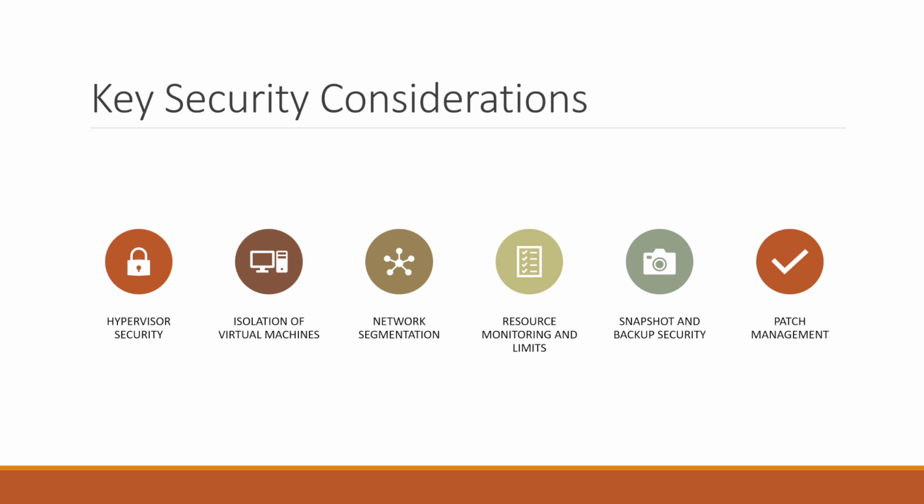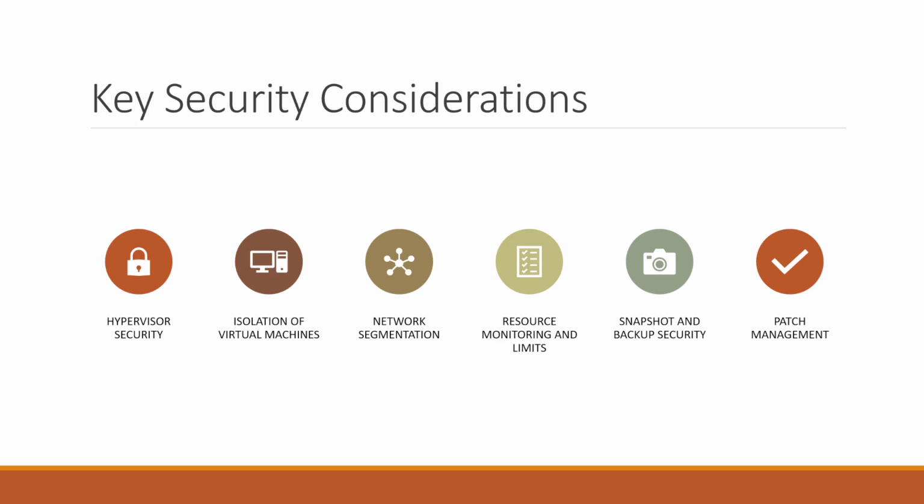Now, key considerations when you're dealing with virtualization is going to be, for one, we need to make sure that we have our hypervisor up to the latest and greatest and configured properly. We need to make sure that our virtual machines are isolated and they can't talk to each other unless they need to, because cross-VM attacks is something that we have to worry about. We need to make sure that our network is segmented so that way the machines can only talk to who they need to. Think about zero trust here.